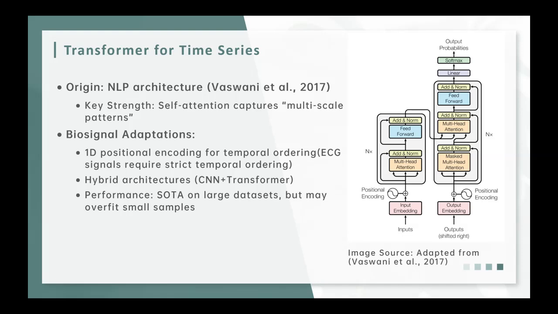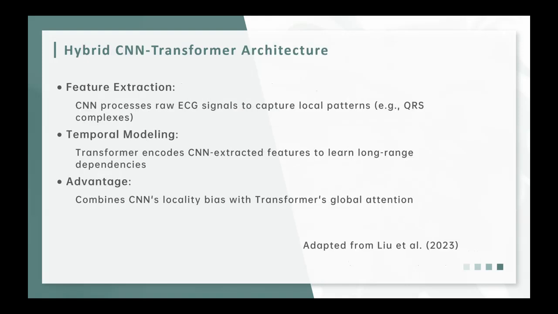Lastly, transformers work very well on large datasets, but they can sometimes overfit when the dataset is small, so careful tuning is important. In this project, I adopted a hybrid CNN-transformer model based on the work by Liu et al. in 2023. First, CNN layers are used to process the raw ECG signal.